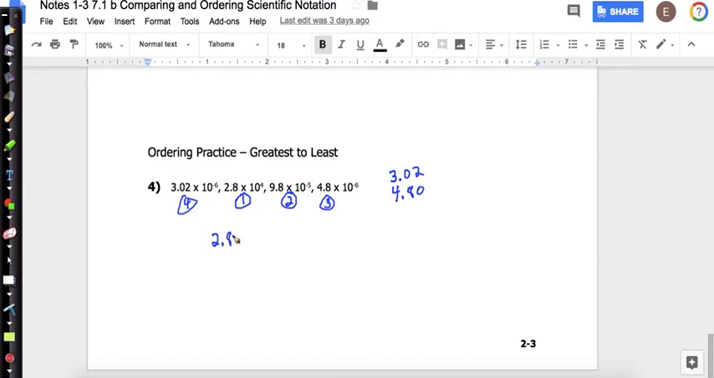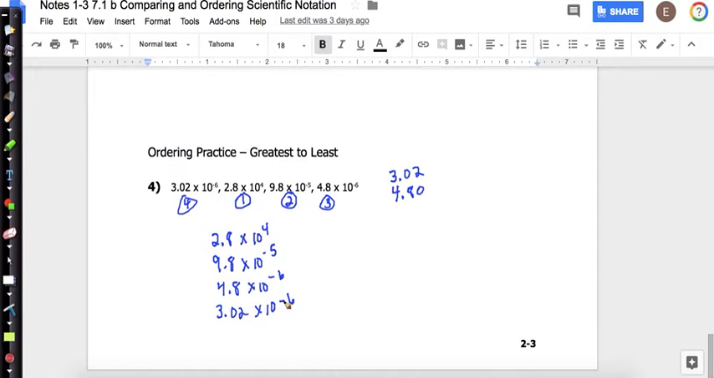So greatest to least, 2.8 times 10 to the 4th. 9 and 8/10 times 10 to the -5th. 4 and 8/10 times 10 to the negative 6, and 3 and 200ths times 10 to the negative 6.